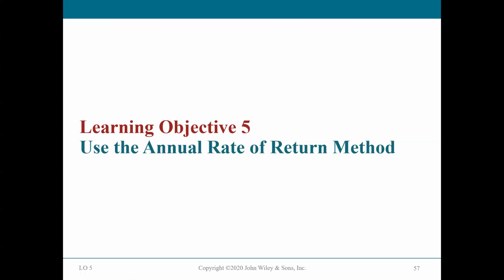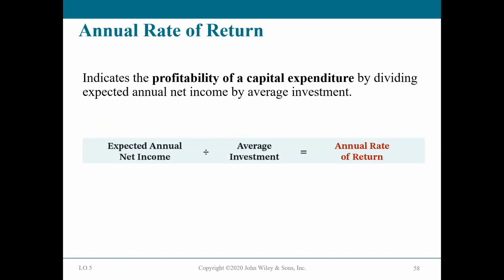All right, last objective for this lesson is using the annual rate of return method. This indicates the profitability of a capital expenditure by dividing expected annual net income by the average investment. That gives our annual rate of return.